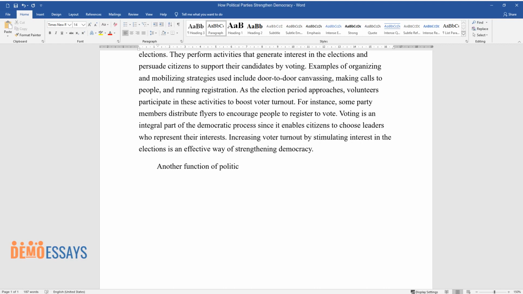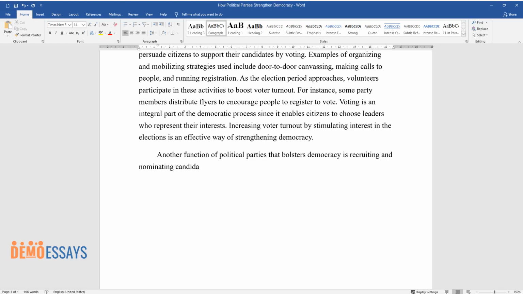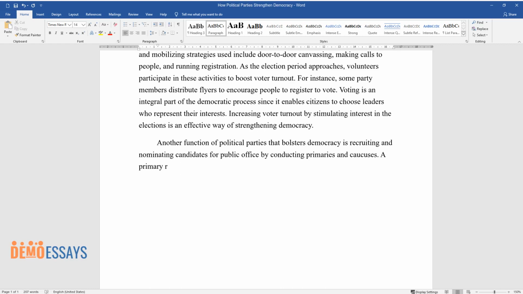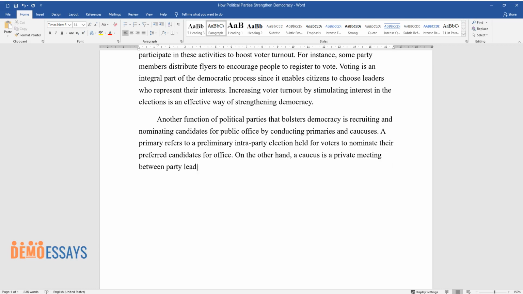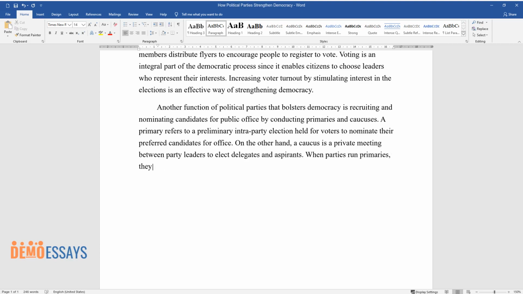Another function of political parties that bolsters democracy is recruiting and nominating candidates for public office by conducting primaries and caucuses. A primary refers to a preliminary intra-party election held for voters to nominate their preferred candidates for office. On the other hand, a caucus is a private meeting between party leaders to elect delegates and aspirants. When parties run primaries, they show that democracy begins at a party level.